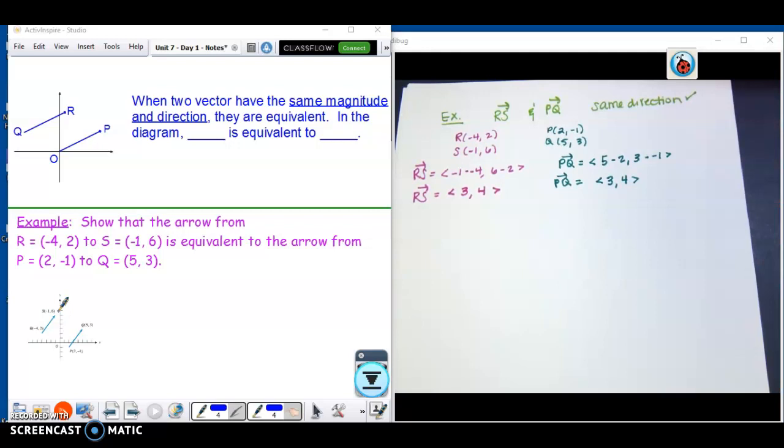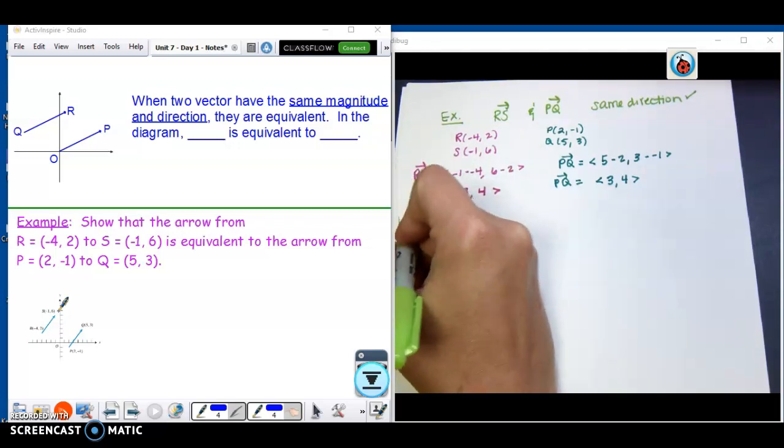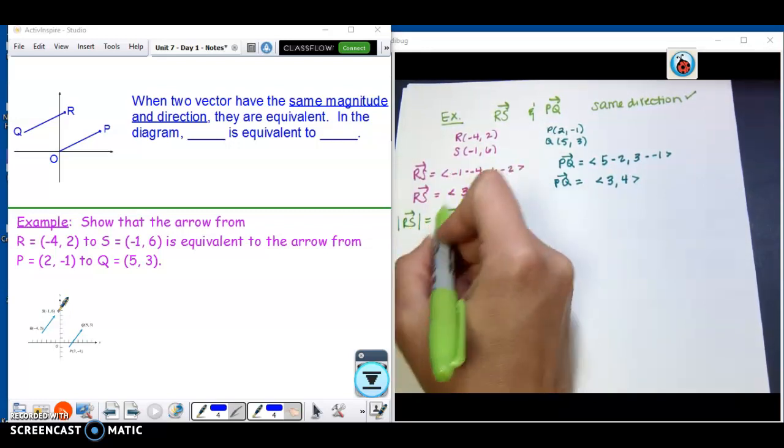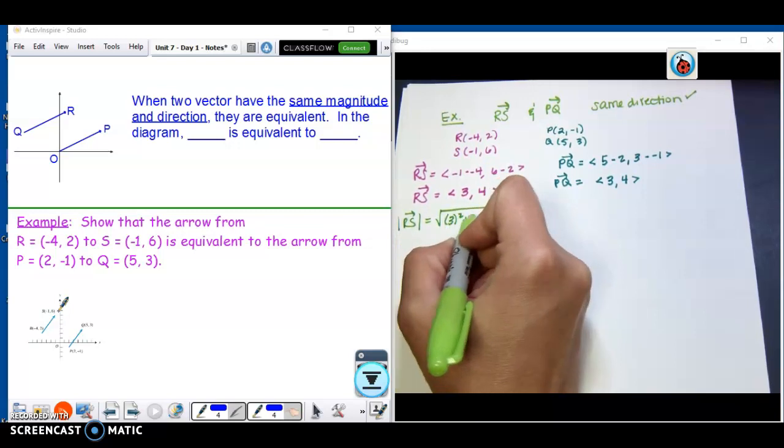So they do have the same vectors, so they should have the same magnitude, but we just need to show it, because part of showing that they're equivalent is showing they have the same direction and same magnitude. So if we find the magnitude of RS, it's the square root of your x value, 3 squared, plus 4 squared.